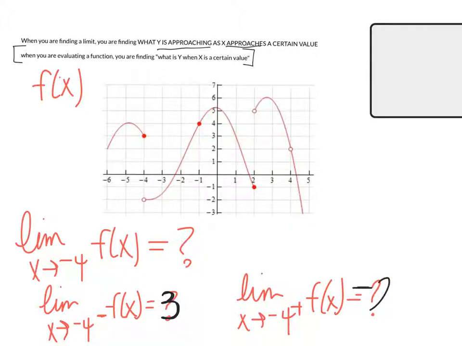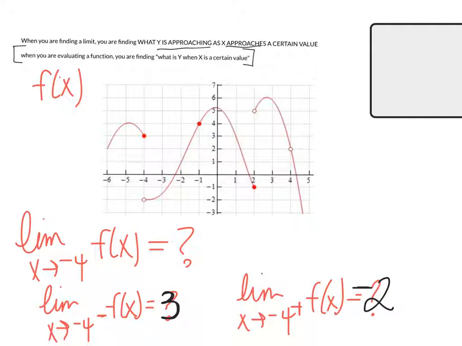Now, do the left and right limits agree with each other? Does the left limit agree with the right? No, it does not. So what is the limit as x approaches -4? As x is getting closer to -4, what is y getting closer to? I don't know. Is it this one? Is it this one?